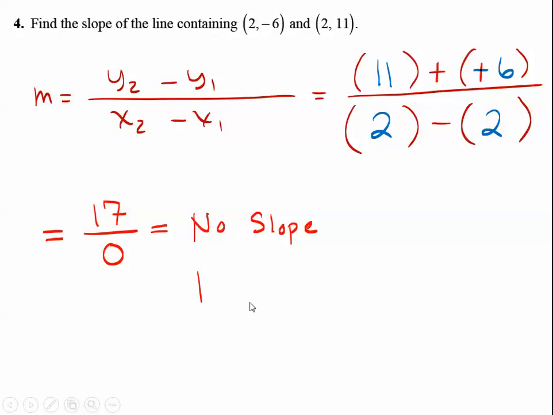And then online, there's no such thing as no slope. What you're going to do is you're going to write D and E in capital letters. And that's what you're going to write down whenever you have a no slope situation.